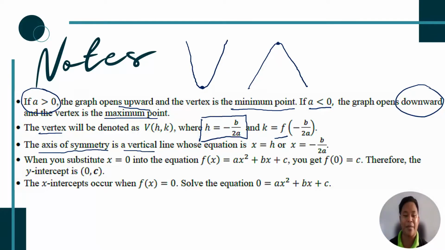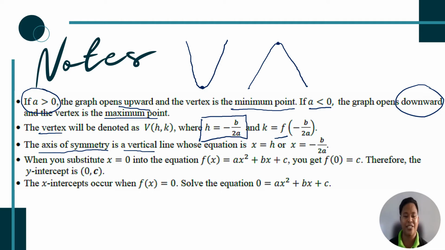The axis of symmetry is a vertical line whose equation is x is equal to h, or x is equal to negative b over 2a. So whatever our value of h is will be written into an equation x is equal to h.